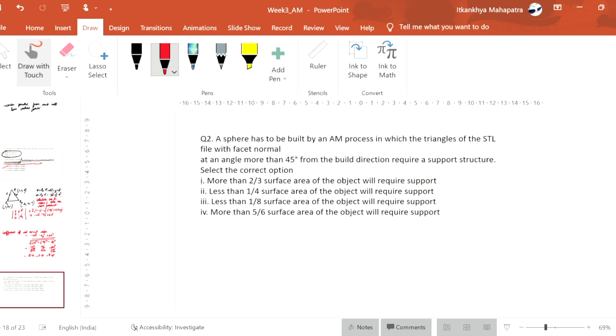Here, a sphere has to be built by an additive manufacturing process in which the triangles of the STL file with facet normals at an angle more than 45 degrees from the build direction require a support structure. Now select the correct option. More than 2 by 3 of the surface area of the object will require support, less than 1 by 4 of the surface area will require support, less than 1 by 8, or more than 5 by 6. Now we will understand the question and solve it. First we will draw a sphere.